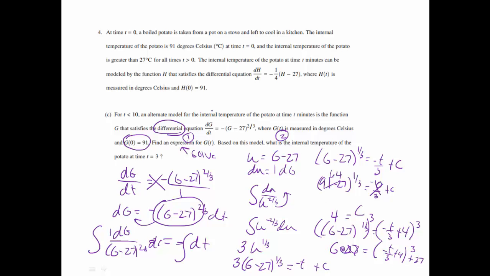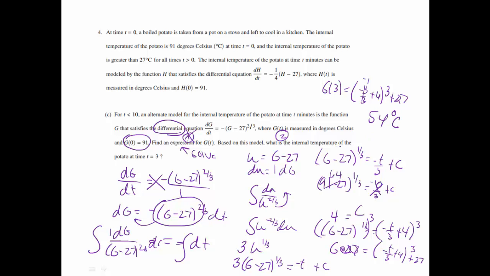Okay, so that is my expression for g. So I found that. And then it says, based on this model, what is the temperature at time t equals 3? So now I'm going to plug 3 in there. So g of 3 will equal (negative 3 over 3 plus 4) to the 3rd plus 27. And that will be negative 1 plus 4 is 3. 3 to the 3rd is 27, plus 27. I have 54 degrees Celsius.